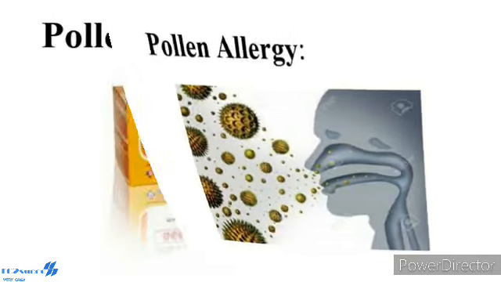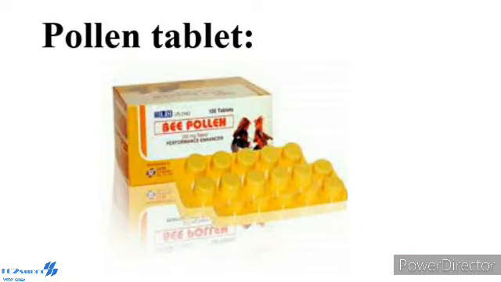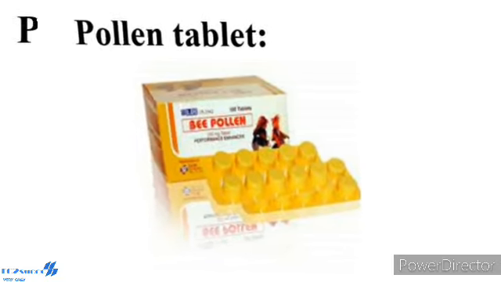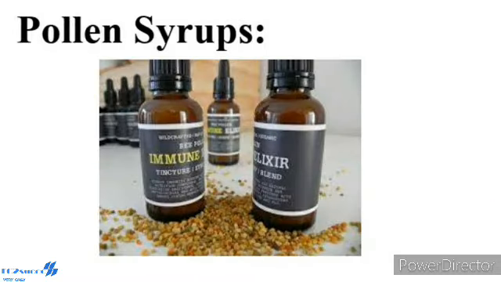Another one, pollen tablet. The bee pollen is used as a dietary supplement and is sold as a pollen tablet. Pollen tablets are used for several purposes. Another one, pollen syrup. Pollen syrup is also a dietary supplement of food. Further, it increases the performance of athletes and race horses, and also heals wounds caused by burns. So these are the various purposes of the pollen grains. Several pollen products are there.